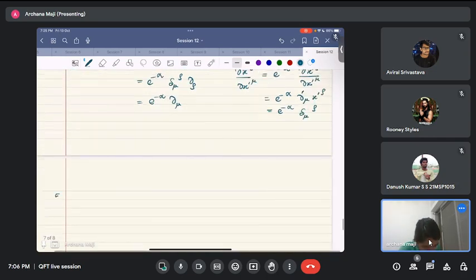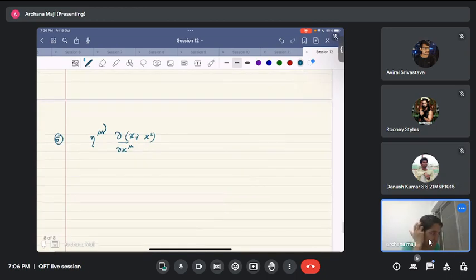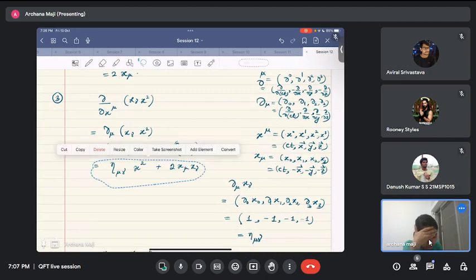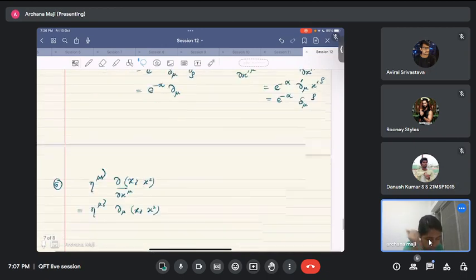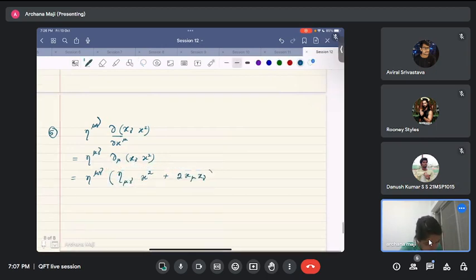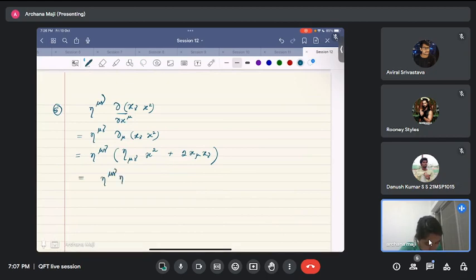Fifth question is eta mu nu x nu x square. Okay, so this part we have already evaluated, so let's use that result. This one, right? So we obtained this, so let's use this. This is equal to eta mu nu times, okay, so you have eta mu nu getting contracted with eta mu nu x square plus 2 eta mu nu x mu x nu. What is this quantity?